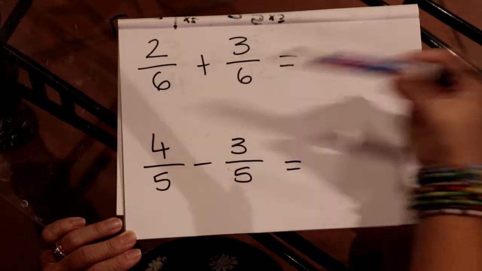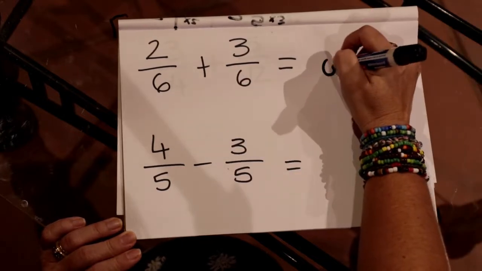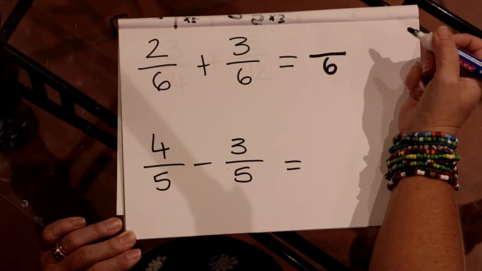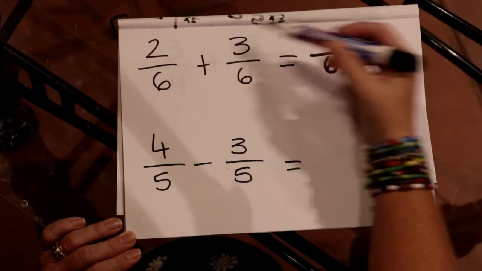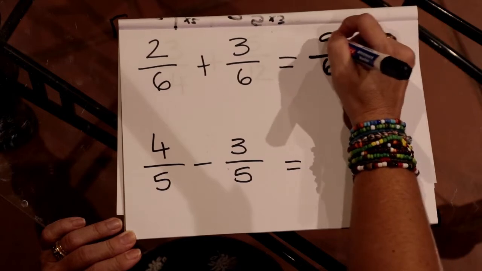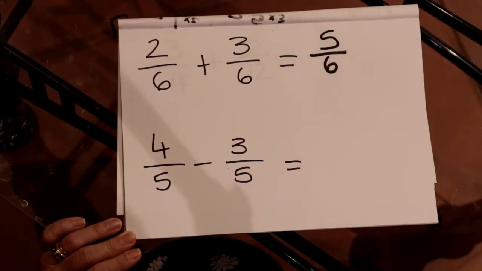You're only going to plus your numerators. So when your denominator is already the same, you can write the denominator down with the division line, and then you just add your numerators. 2 plus 3 is 5. So my answer there is 5 over 6.